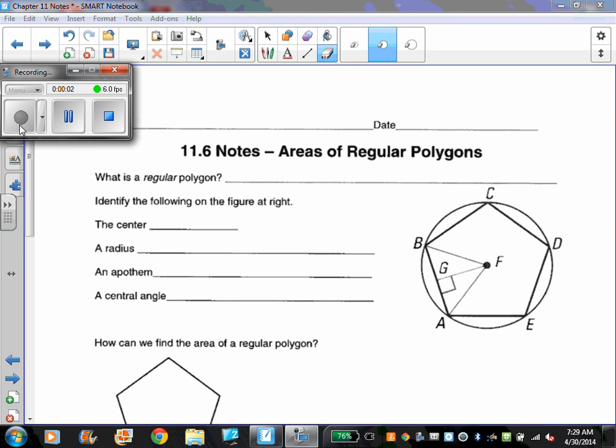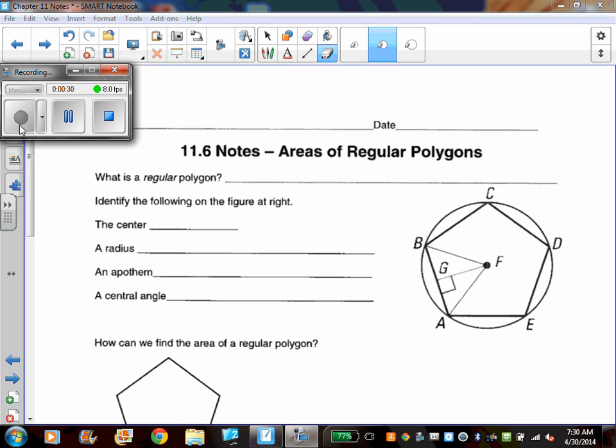Alright everybody, welcome to our video on 11.6, or to be specific about the topic, areas of regular polygons. These shapes are going to have problems that are going to be a little complex at times. I say that because they're going to be pulling in some material from the past that we've seen.